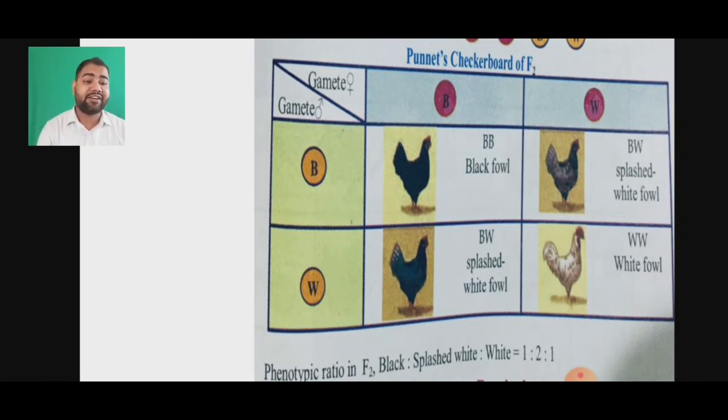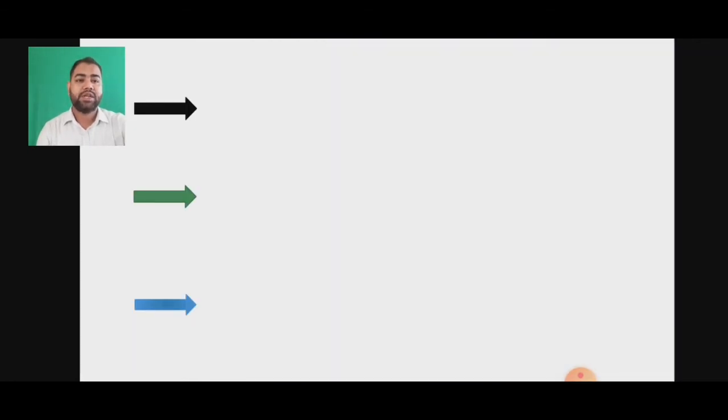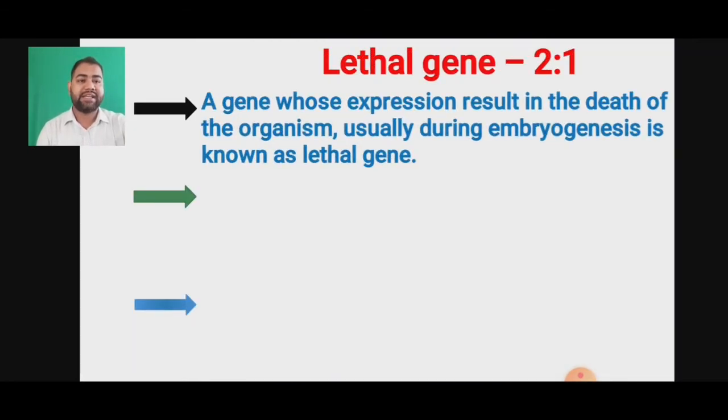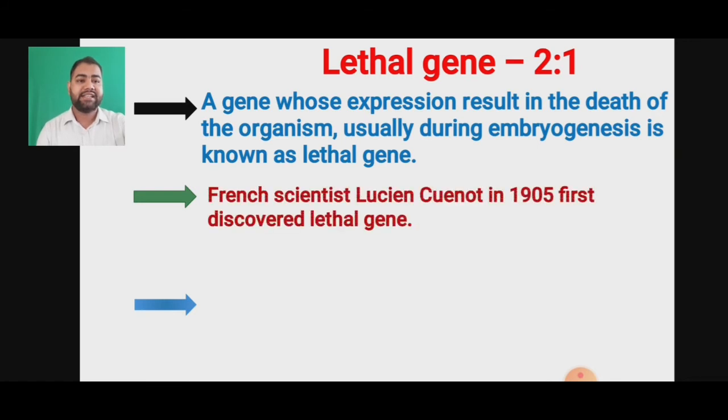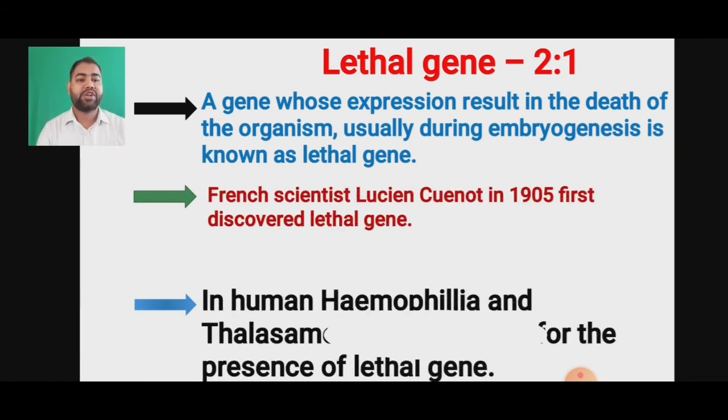The phenotypic ratio appears as 1:2:1 instead of 3:1. Today's last topic: lethal gene, where the ratio is shown as 2:1. First of all, we will learn what a lethal gene is.